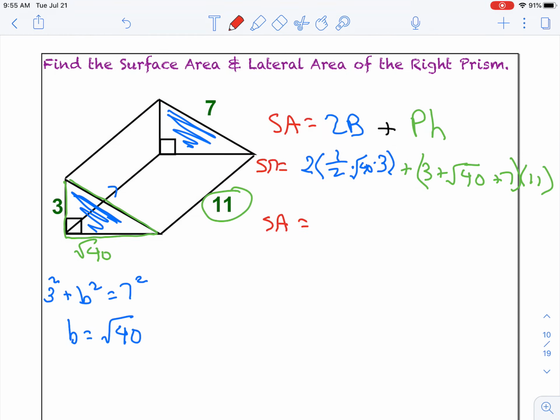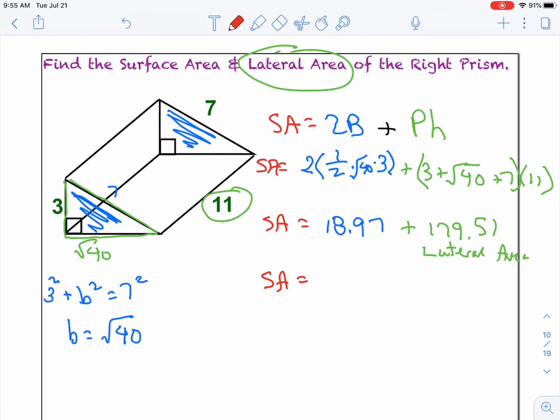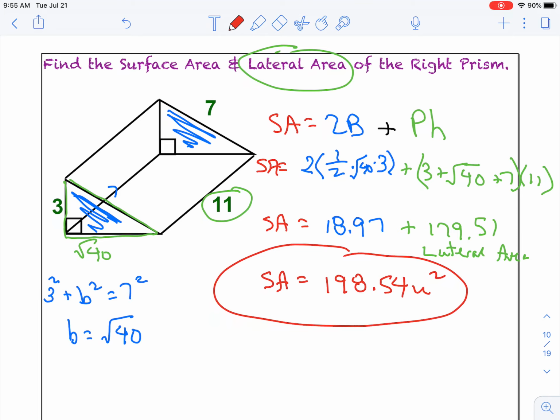Those are the numbers that you will use to calculate the surface area. Of course, you could get a decimal for the square root of 40, but I'm just going to do that at the end. What I get for my base area times 2 is 18.97. What I get for my lateral area is 179.57. It asked me to find the lateral area, which I did. Now it asked me to find the entire surface area, so I add the base areas to that, which gives me a combined total of 198.54 units squared. And that is how you calculate using that formula.